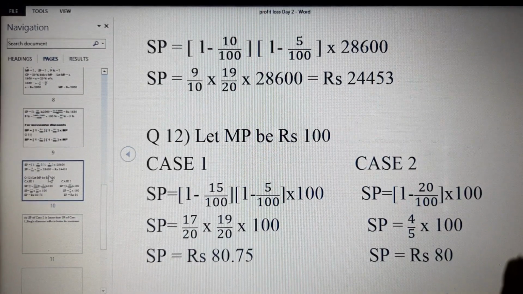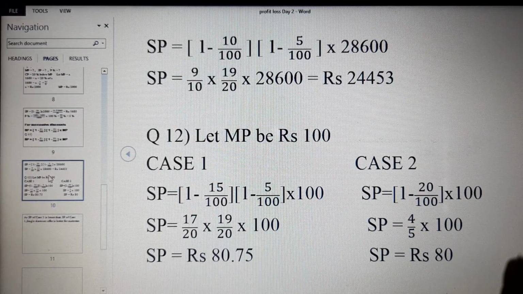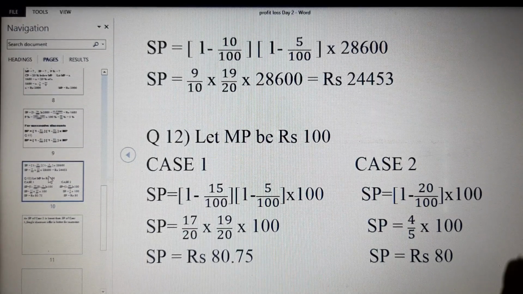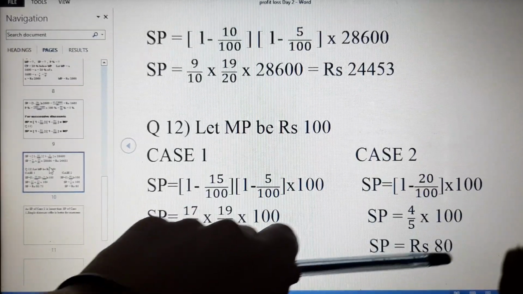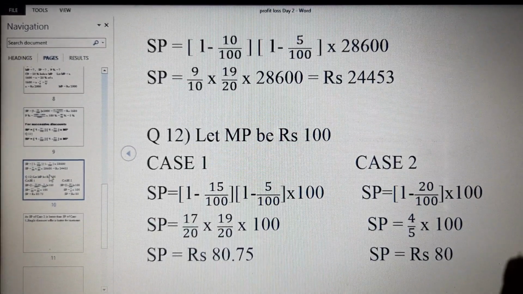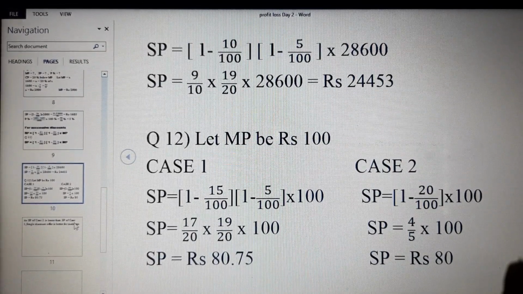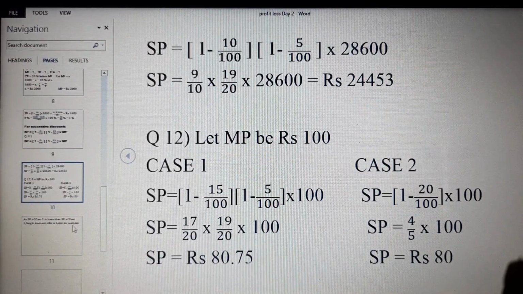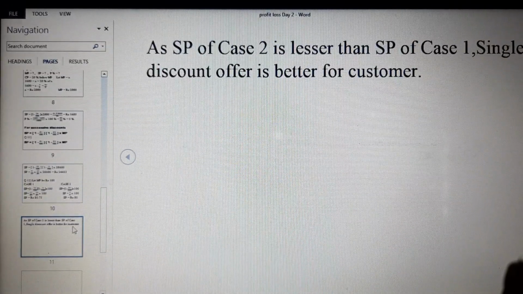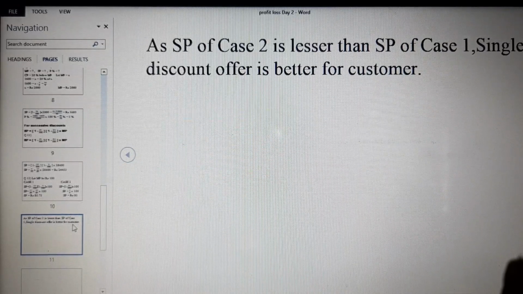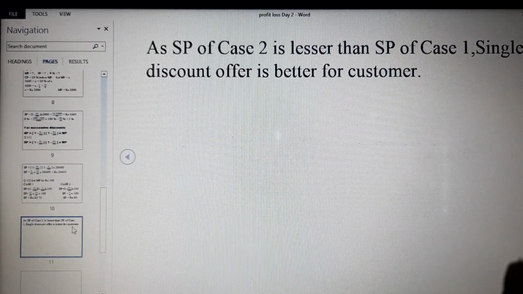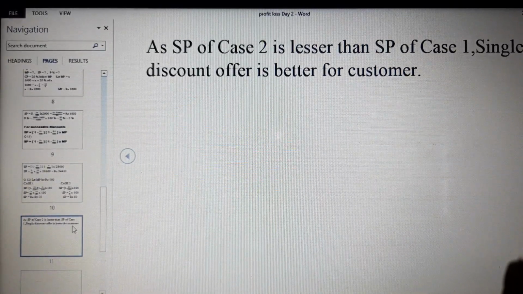The same article on the same article. The first shopkeeper gave two discounts, 15% and 5%, and the second shopkeeper gave a single discount of 20%. That's why MP is the same, because they are the same articles. Clear? It becomes 4 upon 5 into 100. That means rupees 80. So you can see that the second shopkeeper is charging less than the first shopkeeper. So for the customer, which offer will be better? The second offer, because their SP is lesser than case 1. That's why the single discount offer is better for the customer. Clear?